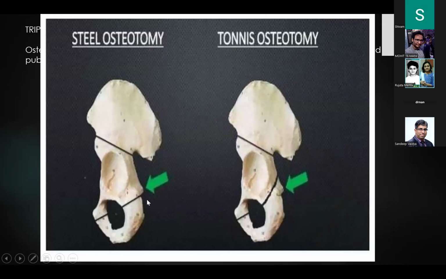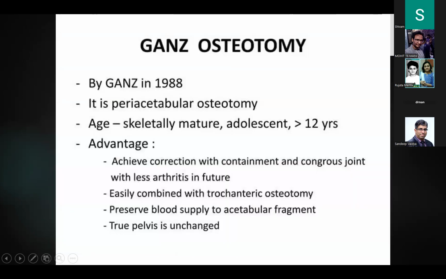Difference between Steel and Tonnis is the exit point of the ischial osteotomy, which is below the ischial spine in Steel and above the ischial spine in Tonnis. So Ganz has described the periacetabular osteotomy. It is the osteotomy of choice in skeletally mature patients or adolescents above 12 years after the triradiate cartilage has closed. It helps to achieve correction with containment and congruous joint with less arthritis in the future.